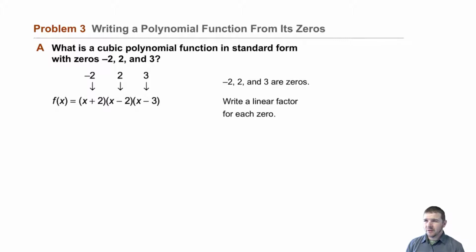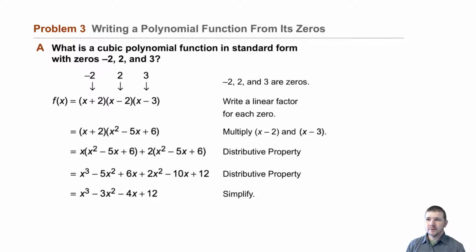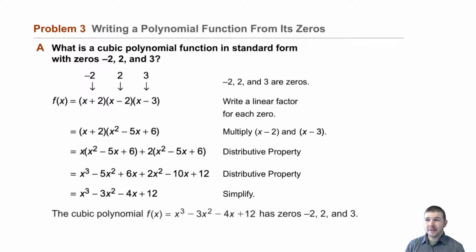Then we'll multiply these binomials in order to write our polynomial function in standard form. The order in which we multiply binomials doesn't matter. In this case, looks as though we'll be multiplying x minus 2 and x minus 3 first, and then using the distributive property, and finally simplifying to write that f of x equals x cubed minus 3x squared minus 4x plus 12. And we can state that our function f of x has zeros -2, 2, and 3.